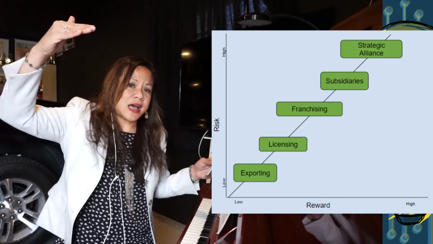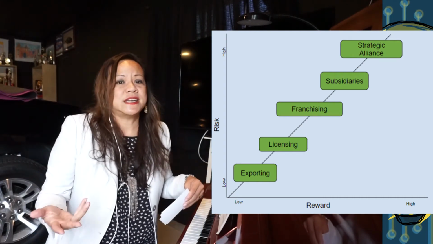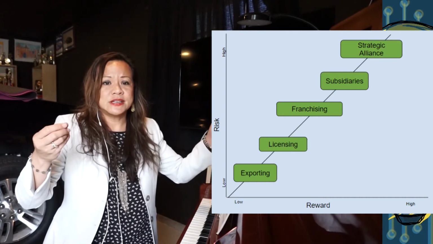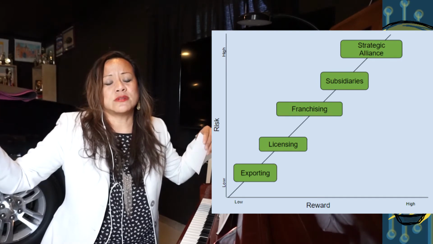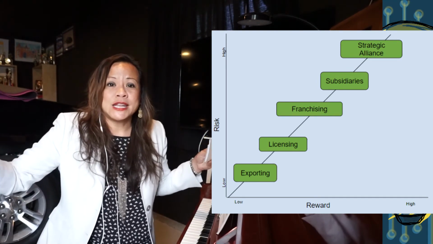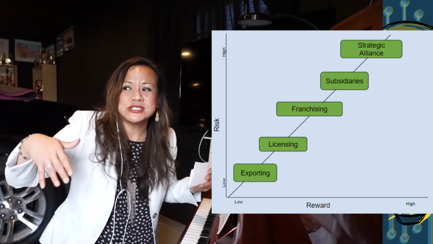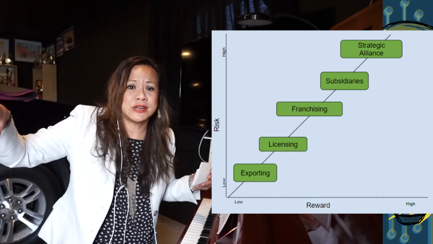Next, higher in the risk-reward payoff strategy is your subsidiaries. So you could create a subsidiary in another country through acquisition, acquiring another company that already does business there. It's fast because you don't have to set up operations. You can acquire a different company that's already there.